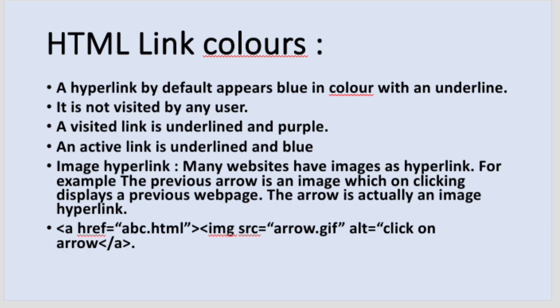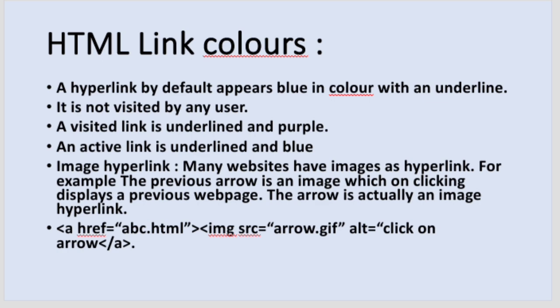Image hyperlink. So now we have seen this hyperlink by giving the file name. Now we are going to see image hyperlink. To jump to another file or to go to another file, an image is also used to hyperlink the files. So how do we see an image hyperlink? Many websites have images as hyperlinks. For example, the previous arrow is an image which on clicking displays the previous web page. The arrow is actually an image or hyperlink.